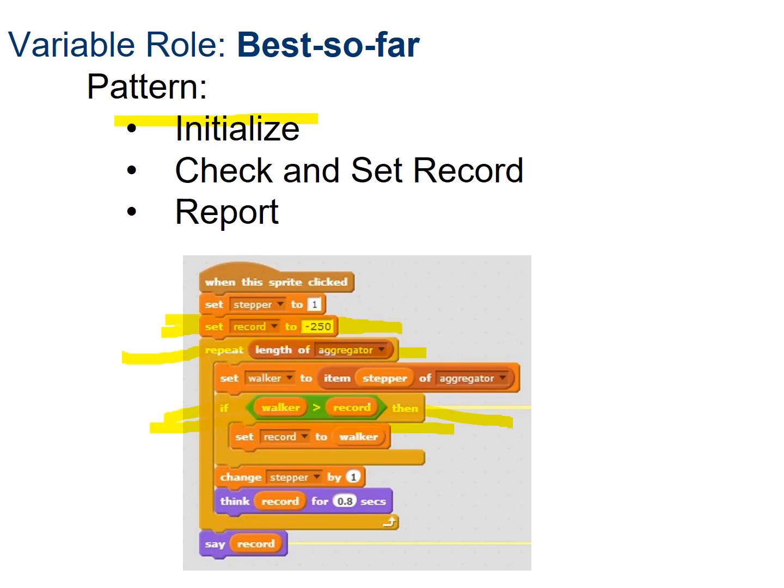And then when the loop is done, after checking and setting all those records, we go ahead and report it. Once the loop is done, we say what the record is.